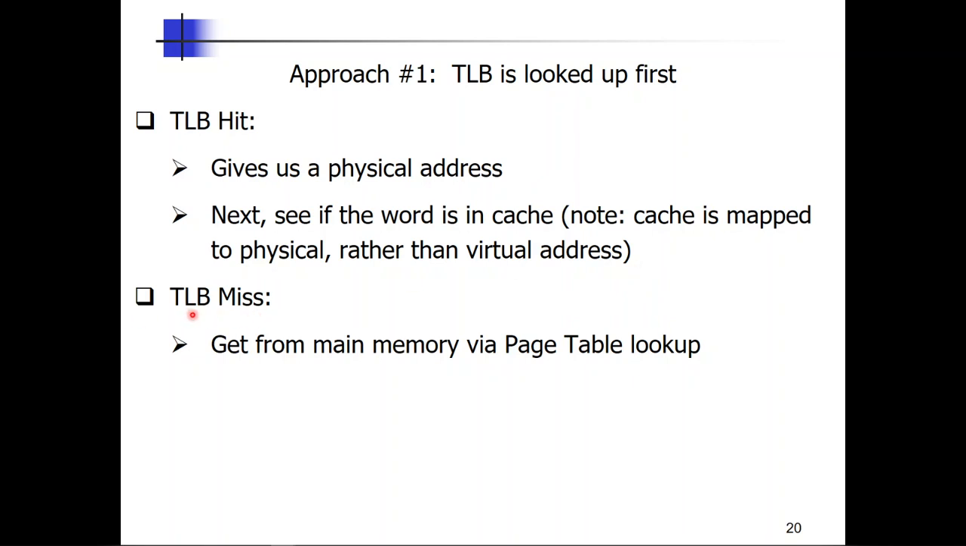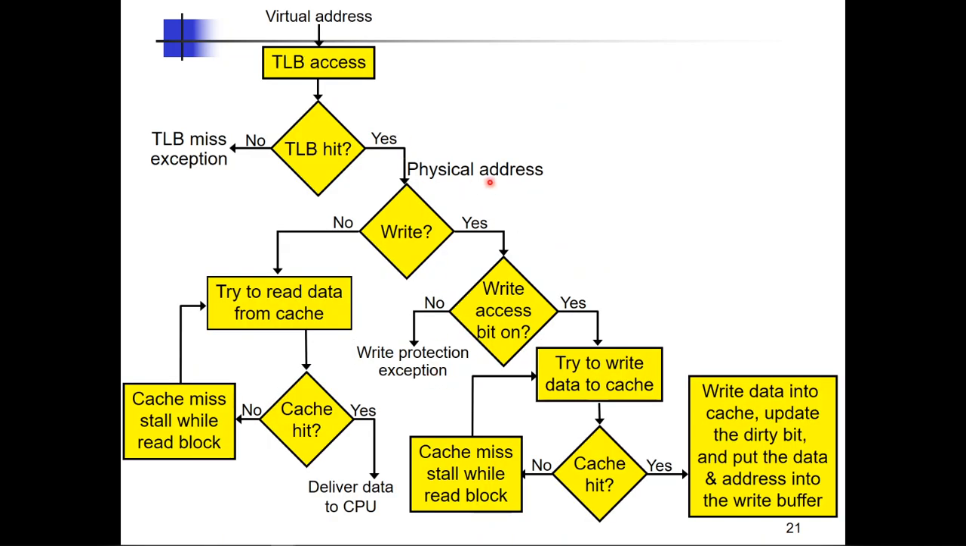If we have a miss in the TLB, then we still need to access the page table in the main memory to get that mapping. After we get that, we can start looking at the cache. So this is sort of a flow chart to explain all those steps.